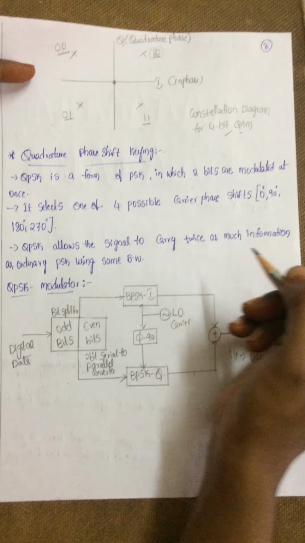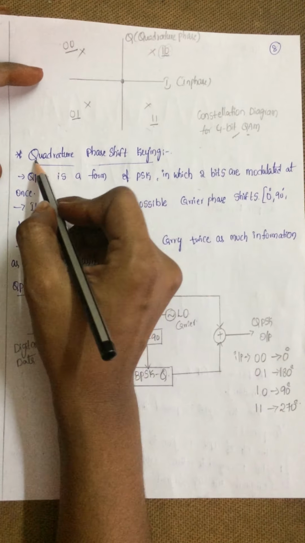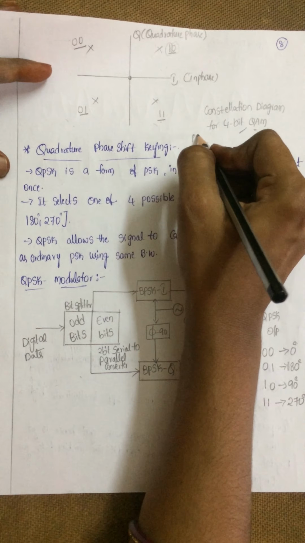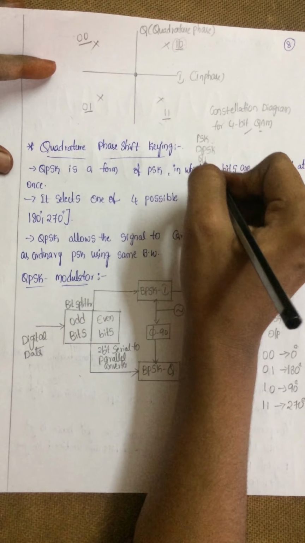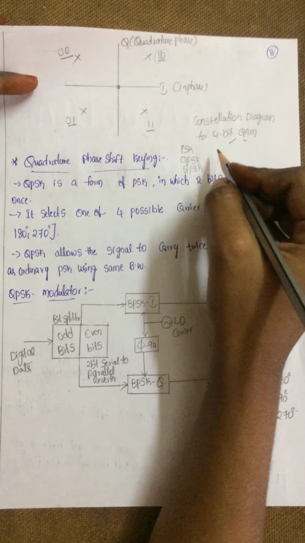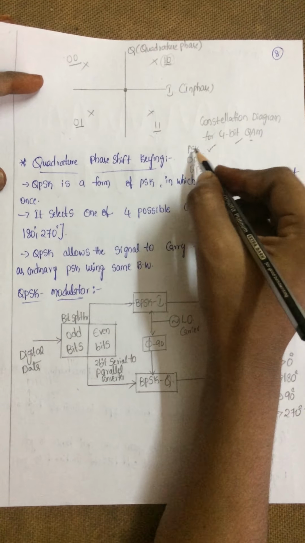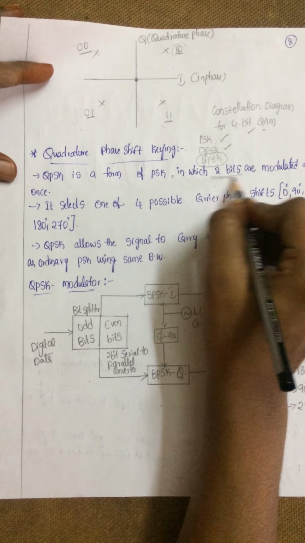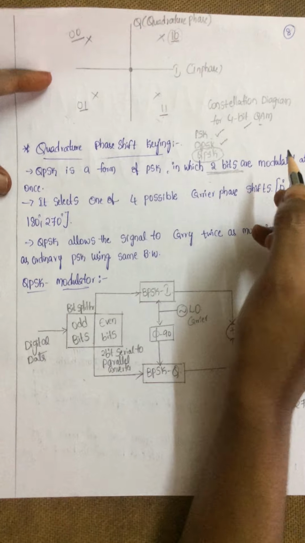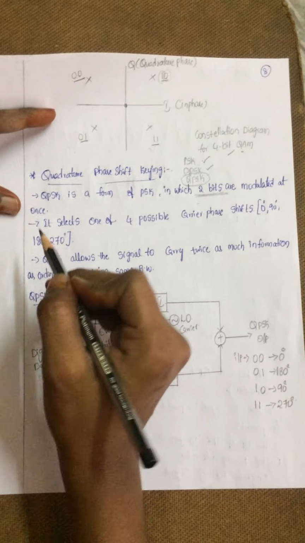Now we'll see the last one, that is QPSK, quadrature phase shift keying. We have seen PSK or BPSK, then we have seen DPSK, and the last one is QPSK. In BPSK we can change 1 bit of data at a time, but here we can change 2 bits at a time. That is the main advantage of QPSK.